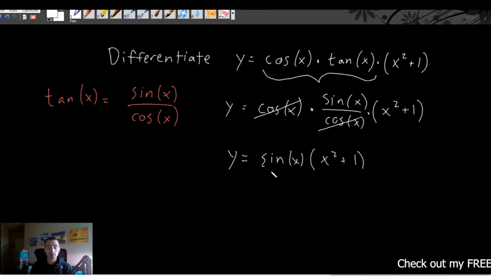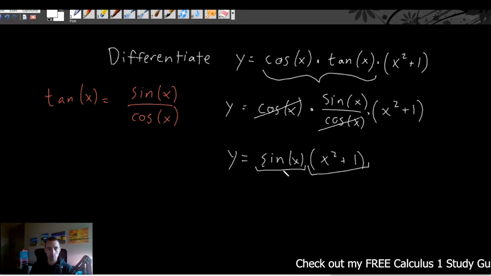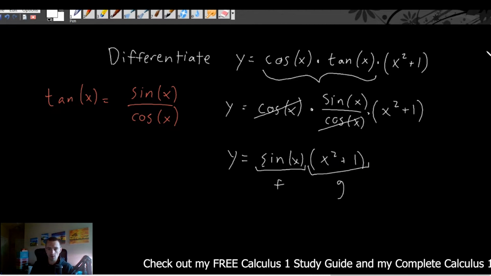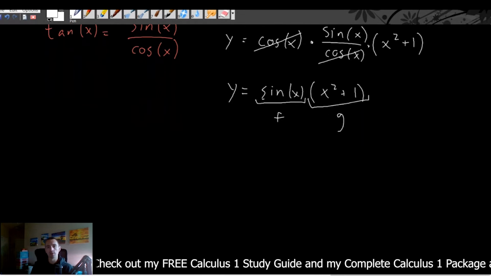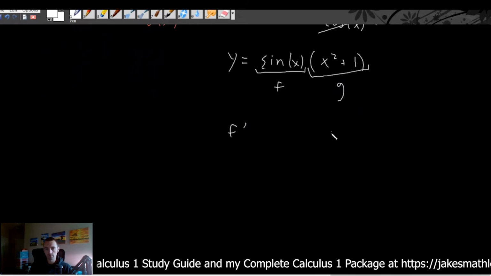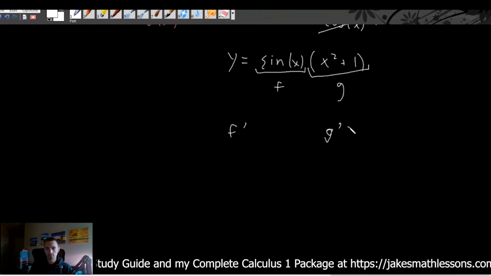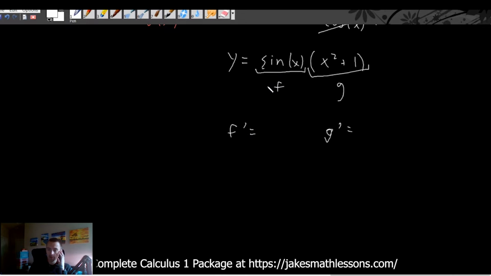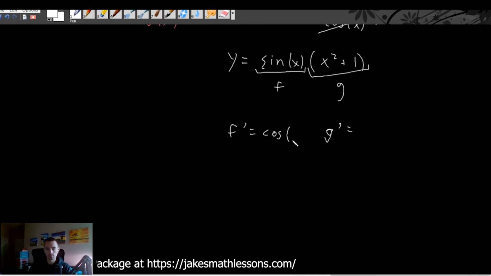So now this is much easier to find the derivative of, because now we can just go ahead and proceed with the product rule, where one of our things is sine of x, and our other thing is x squared plus 1, and go from there. So let's go ahead and do it that way. So we found our f and our g. Now we need to find our f prime and our g prime. F prime is just the derivative of sine x. The derivative of sine x is cosine x.